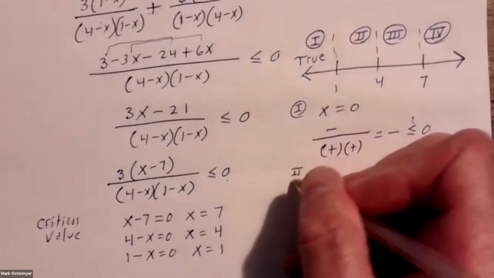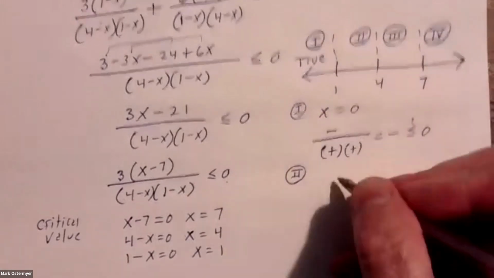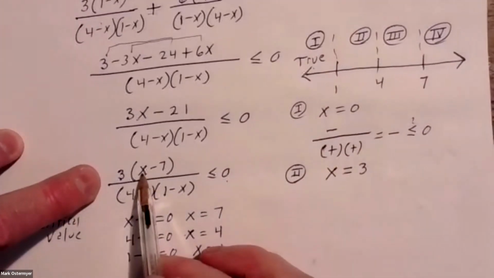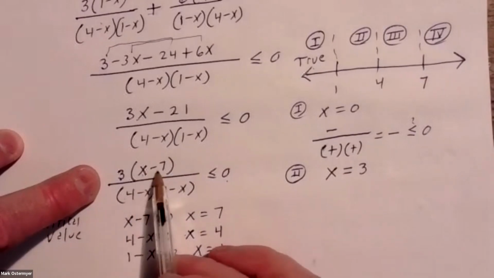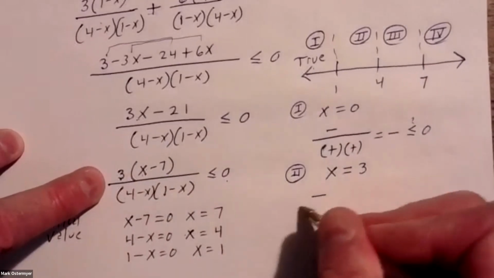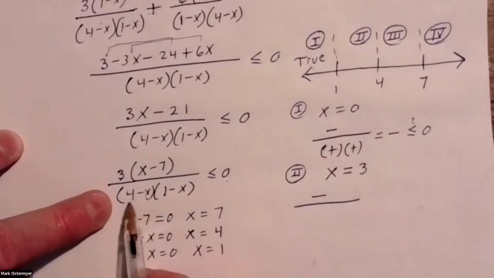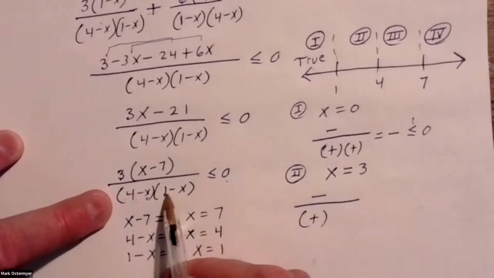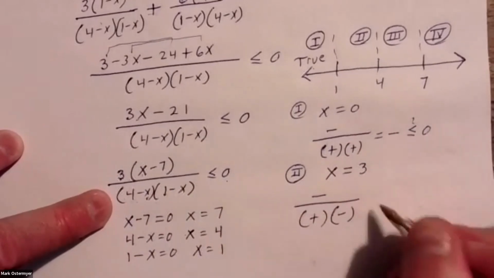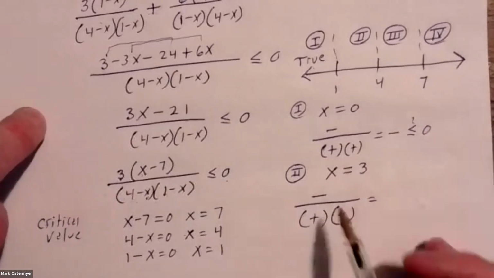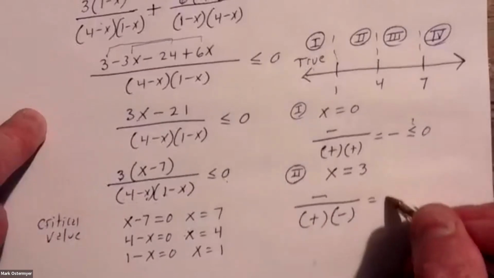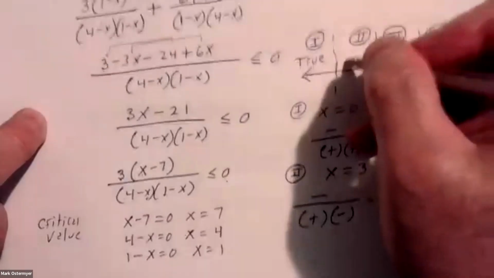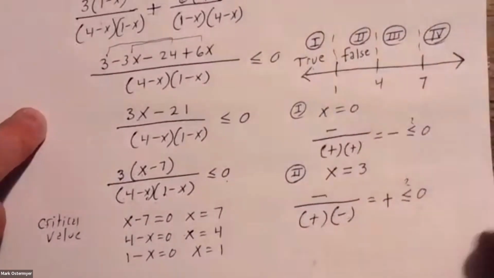Interval number 2. Give me some nice value between 1 and 4. I'll just let x be maybe 3. Put 3 in here, 3 minus 7, that's going to be a negative factor, and a negative times a positive means the numerator will be negative. Put 3 in here, 4 minus 3 is a positive factor. 3 here, 1 minus 3 is a negative factor. What's this going to evaluate to? A negative divided by a negative is a positive. Is a positive less than or equal to 0? False. No solutions come from this interval.